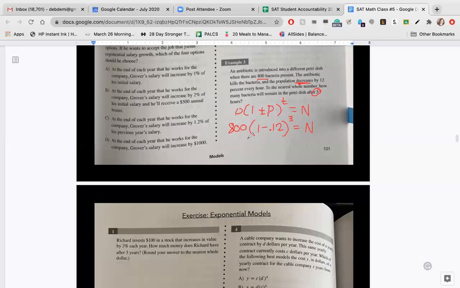So you really just want to put this into your calculator and you'll get your answer out. So it's going to be 800 times 0.88 to the third power. Your calculator will take care of your order of operations for you. So you can just do 800 times 0.88 to the third power and you should get 545.